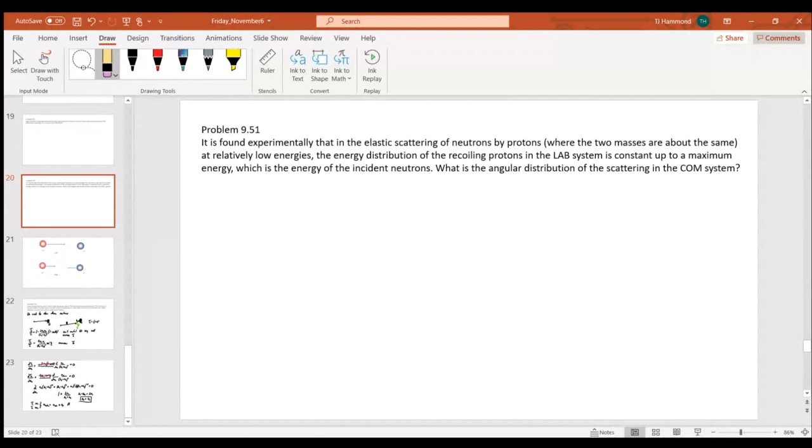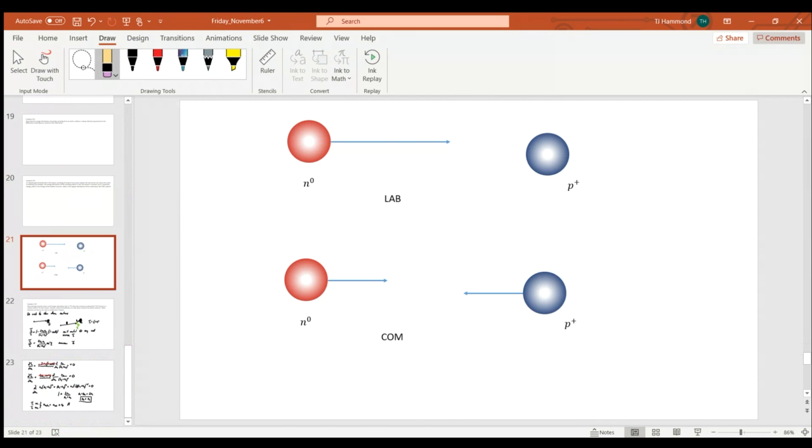Problem 951 also deals with neutrons scattering off of protons. It is found experimentally that in the elastic scattering of neutrons by protons, where the two masses are about the same, at relatively low energies, the energy distribution of the recoiling protons in the lab system is constant up to a maximum energy, which is the energy of the incident neutrons. What is the angular distribution of the scattering in the center of mass system?